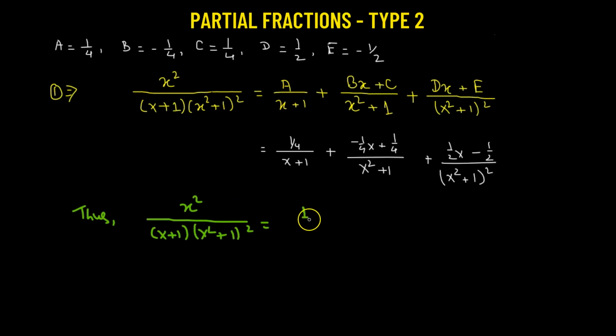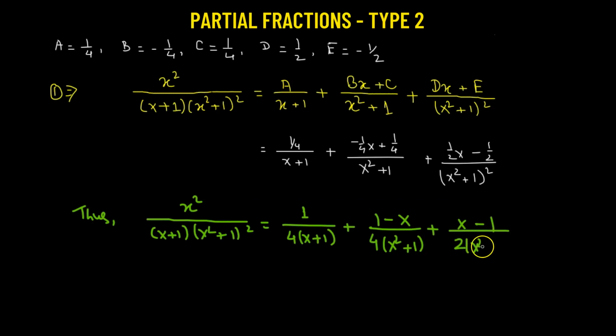So this becomes 1 divided by 4 times (x plus 1). Then we can rearrange the second partial fraction as positive: we take 1 minus x, and in the denominator we have 4 times (x squared plus 1). Plus we have (x minus 1) divided by 2 times (x squared plus 1) whole squared. So this is how we have successfully resolved the given rational fraction into its constituent partial fractions, and we have 3 partial fractions here.